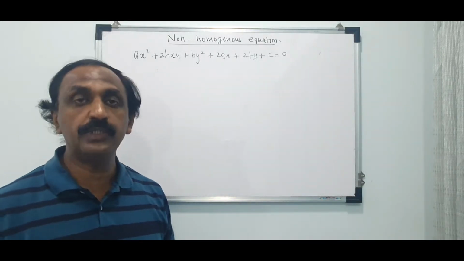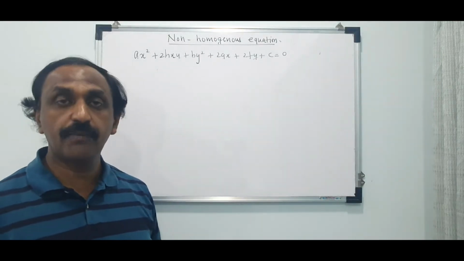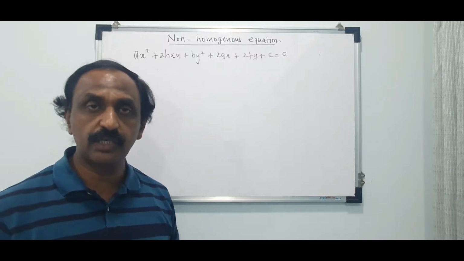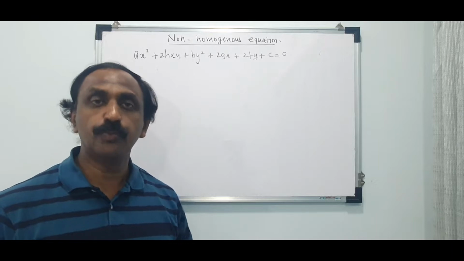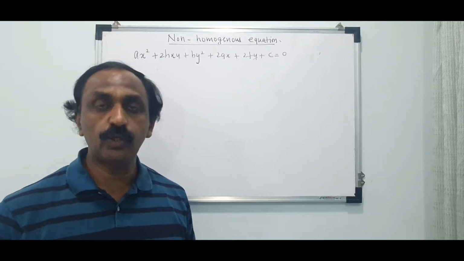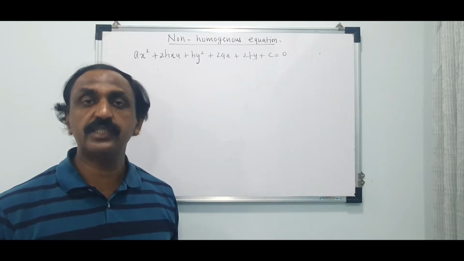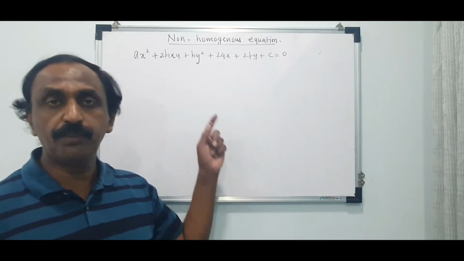So our question now is, when will this equation represent a pair of lines? What is the condition for this equation to represent a pair of lines? I added an extra module to prove the theory behind it, but you need not learn that theory; I have put it just to help you understand. Anyhow, let me explain to you.